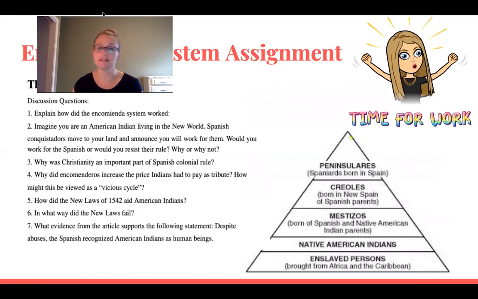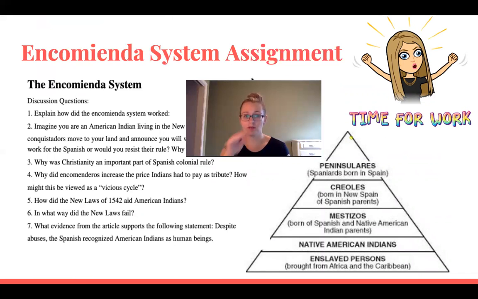So this brings us to today's assignment, and I'll pull it up in just a second. You're going to be learning about a system that the Spanish put in place called the encomienda system. And this was basically their way of trying to, like I said, force that Christianity part and convert these Native Americans to Christianity, and how their structure was set up for how you're supposed to live within society.